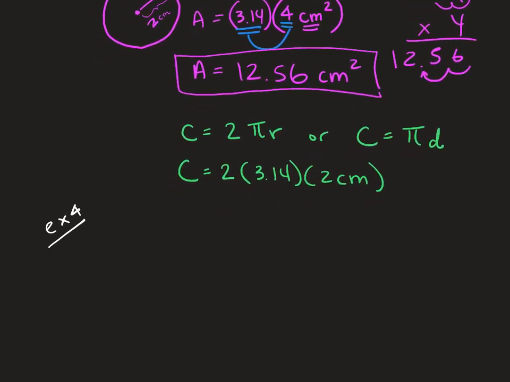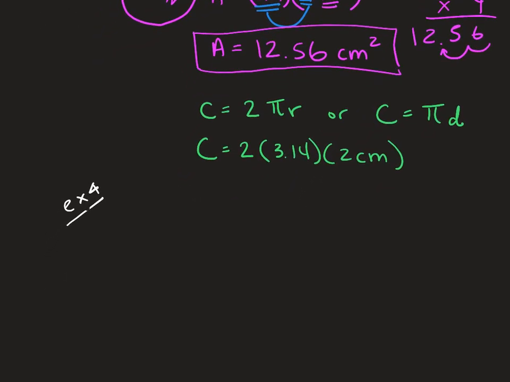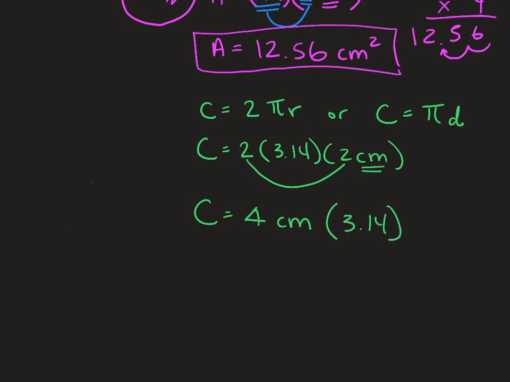Let's move down the screen a little bit here. I think I'm going to have to erase this example for a second. Okay, so now it's going to be 2 times 2 is 4 centimeters, because you're not multiplying centimeters by itself. And so it's 4 times 3.14.